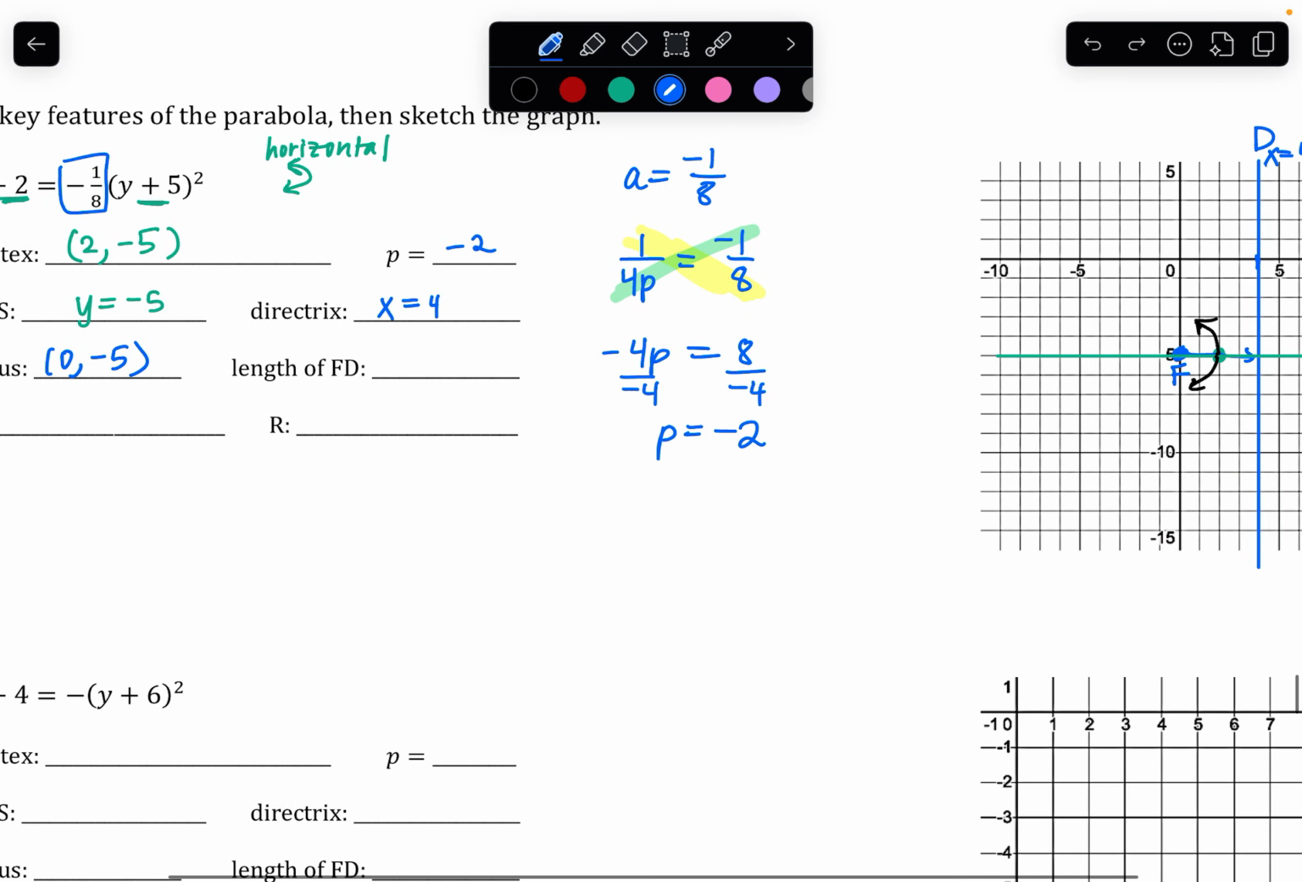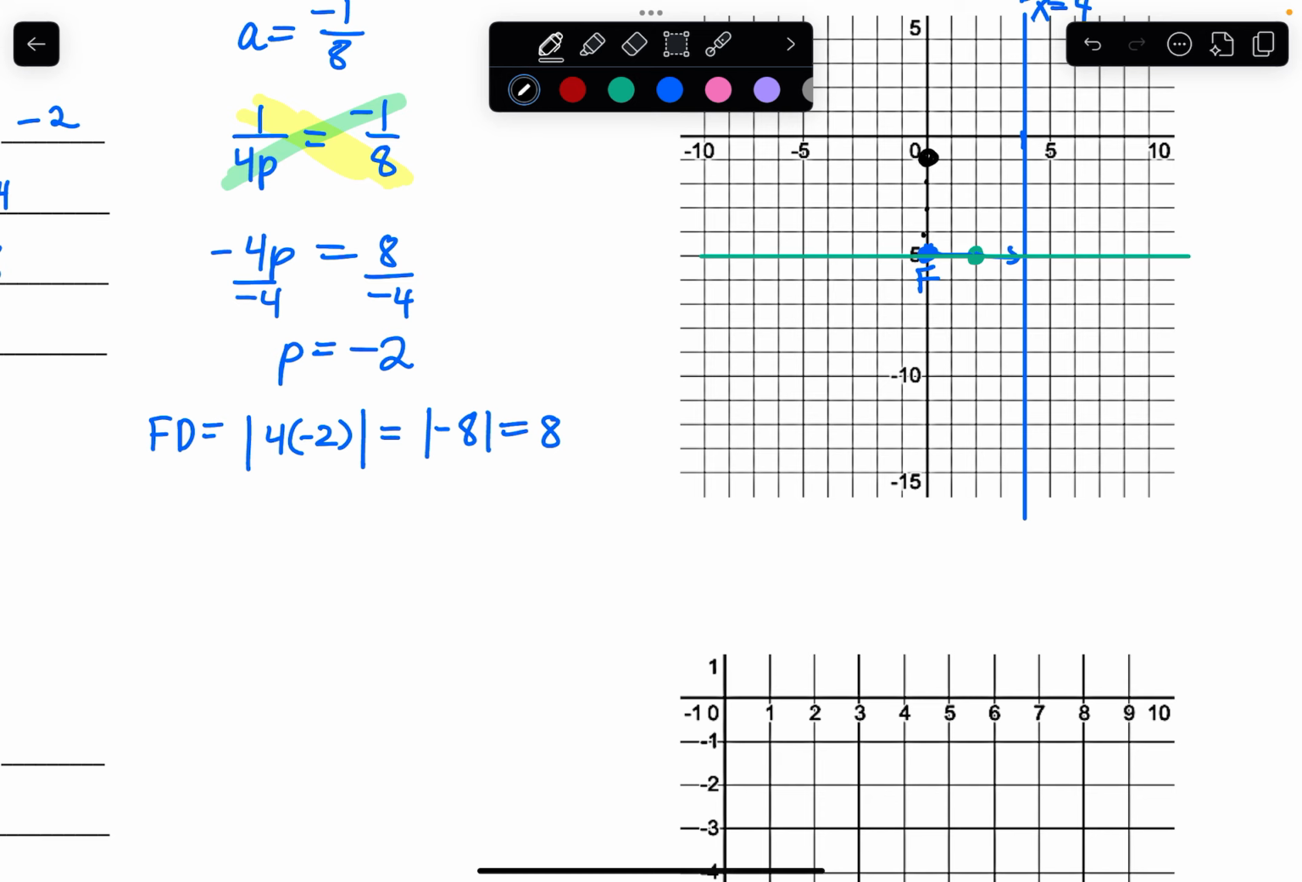Okay, to find the length of the focal diameter, that's the absolute value of 4p, which we found to be -2. So the absolute value of -8, which is 8. So this is going to be a very wide parabola. Okay, and so because the focal diameter is 8, that means the radius is 4. So go to your focus and go up 4 units, and then down 4 units.